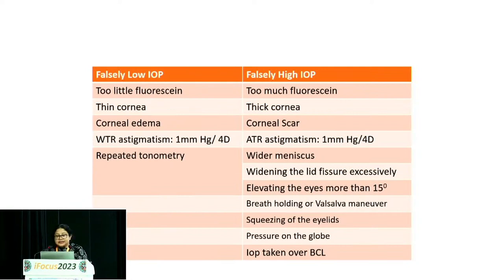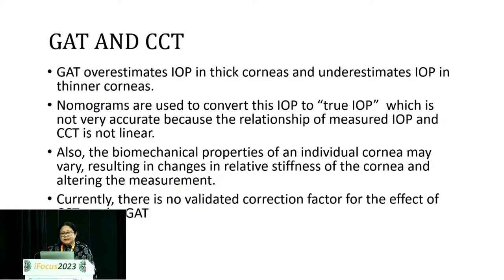Now there are conditions where you will get falsely low or falsely high IOP, and we have discussed many of these. When the patient is squeezing the eyes too hard, you will get high pressure. Also the position of the eye, as we discussed yesterday, should be in a plane. It should hit perpendicular to the center of the cornea. Then the effect of corneal thickness.